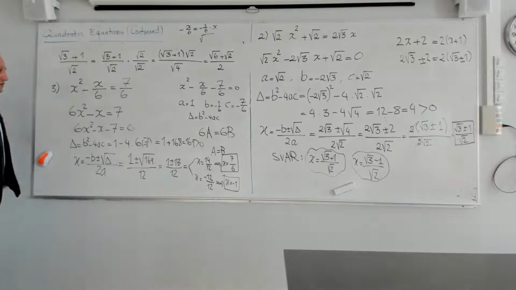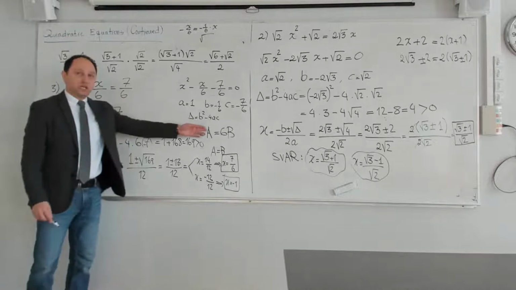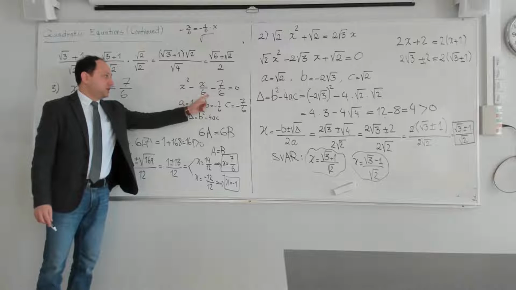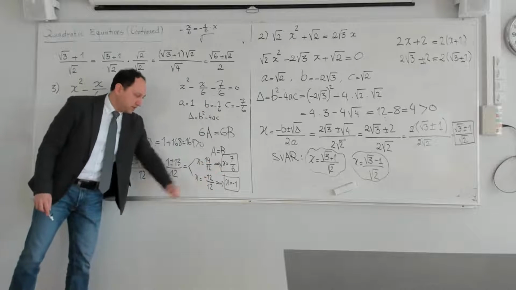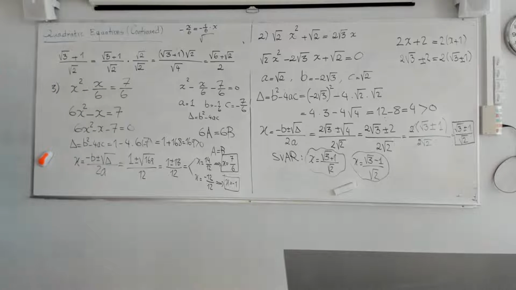So if you want a little bit of challenge working with numbers, you can start solving this without multiplying by 6. At the end of the day, you should be able to get these two answers back. So don't forget about getting rid of fractions. It saves you a lot of calculations.